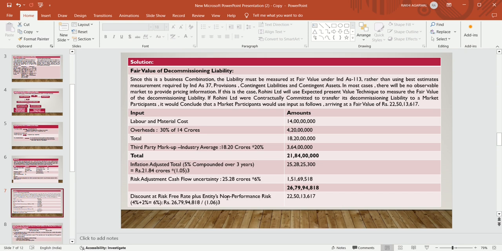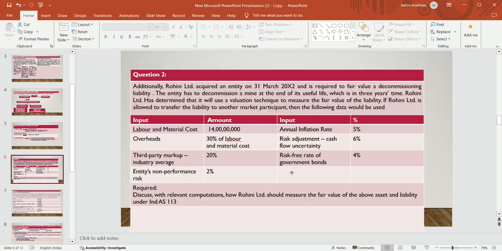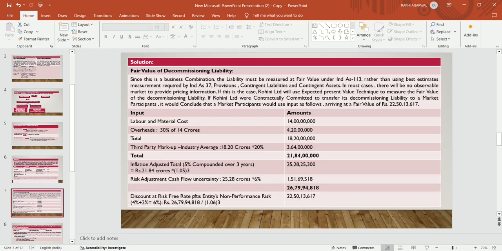Now risk adjustments, we have to take the risk also. What was the risk of uncertain cash flows? Risk is given, that is 6% cash flow uncertainty. It is also adjusted on the amount after giving the inflation effect. So 6% risk adjustment on 25 crores 28 lakhs 25,300, on the total cost after giving the inflation effect. So it becomes 1 crore 51 lakhs 69,518. So the total becomes 26 crore 79 lakh 94,818.